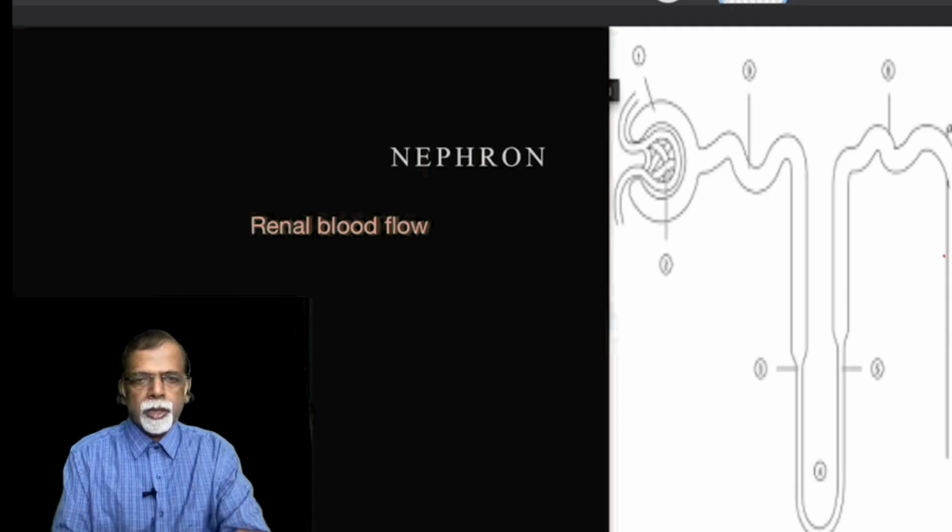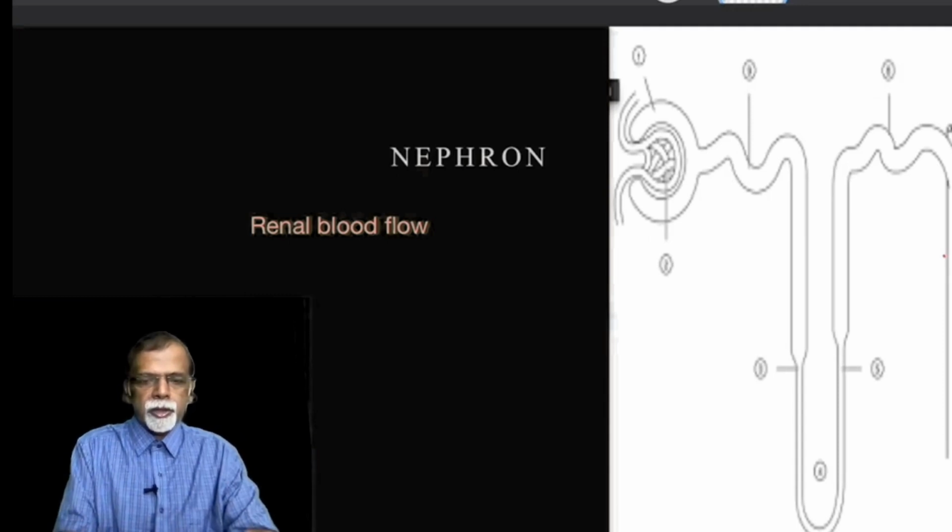In the last session, we discussed the parts of the nephron. Today, I will be discussing how the glomerulus is formed and what the blood supply and the venous drainage of the kidney are. So, here in this picture, you can see the parts of the nephron.